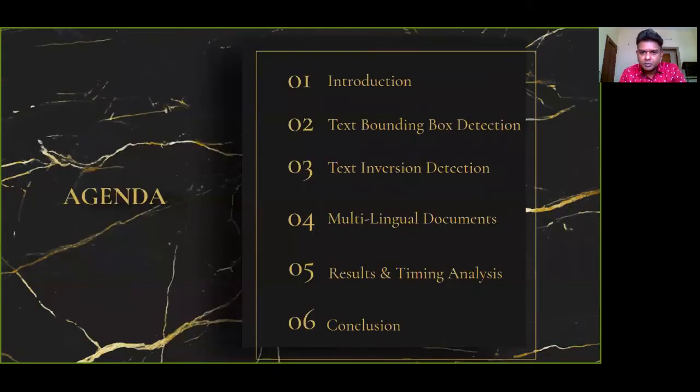First, I will introduce the problem statement, that is to identify inversion from scanned images. There are two components to the solution. First is to localize the text using a bounding box detection algorithm, then check the inversion of the text. I will extend this idea to multilingual documents later, and then finally, I will show the result and timing analysis as well.